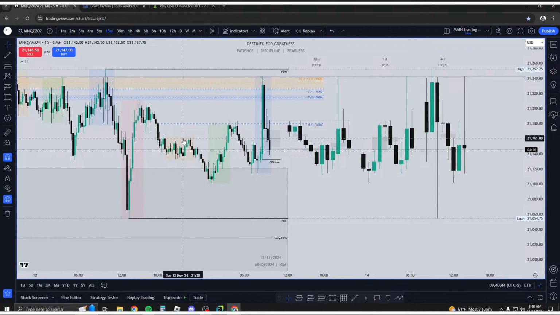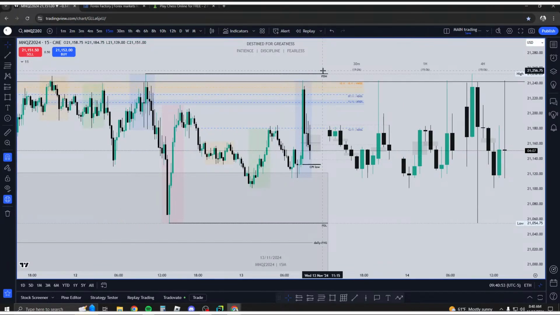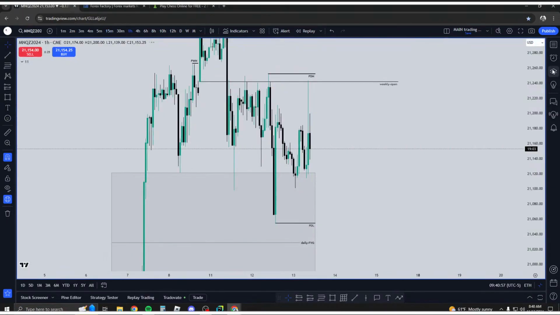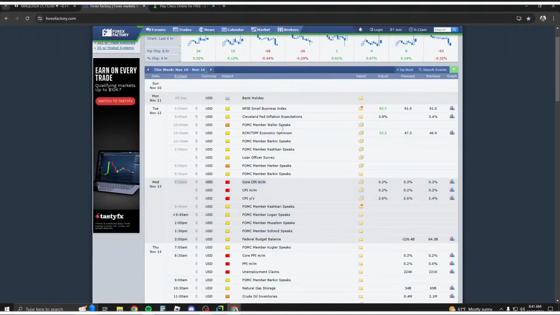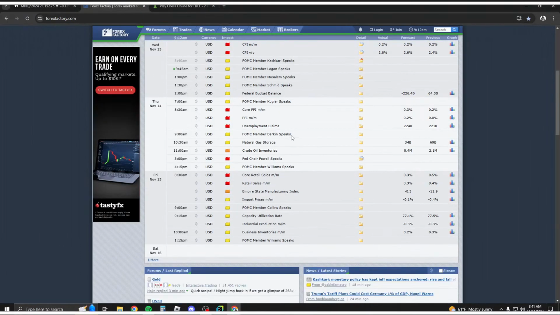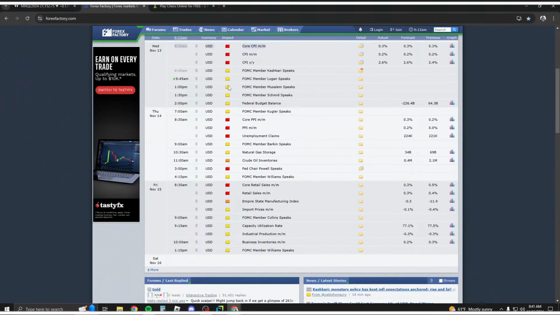But yeah, we took out Asia's highs, Asia's lows. We took out London highs, and we still have London lows still intact. Both previous day high and previous day low are still intact as well. But yeah, not really an eventful CPI day, to be honest.